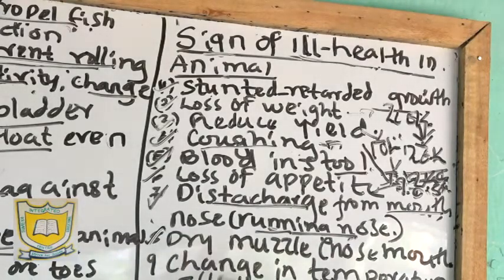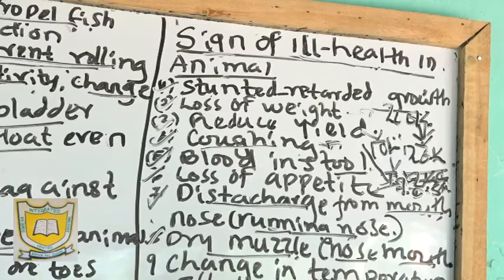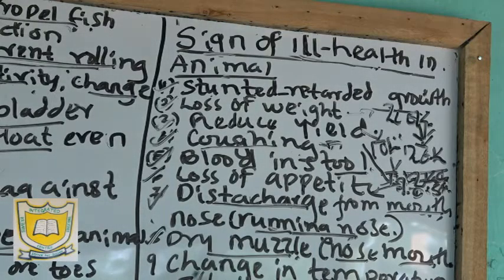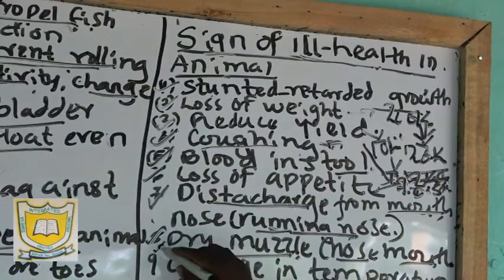Then we also have dry muzzle, either the nose or the mouth. So we don't expect the animal's nose to be dry. Rather, we don't expect this animal's nose or mouth to be that watery. So we expect it to be moderate. It's just moist, but it's not wet. It should not be dry.